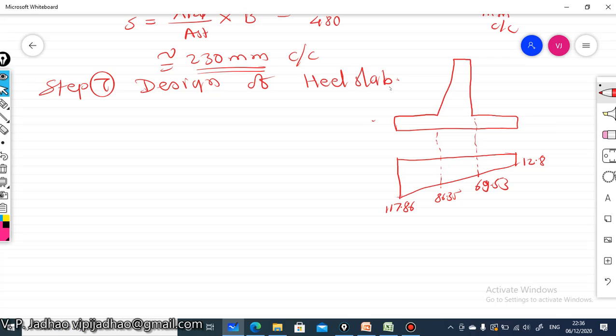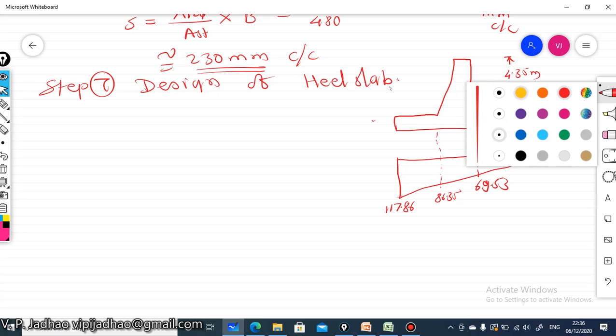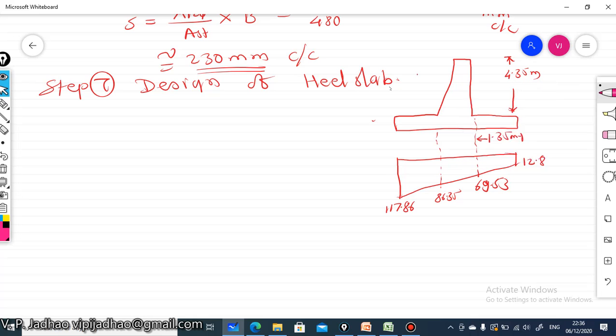Now for design of this heel slab, we know that the width of this portion is 1.35 meter, and the height of this retaining wall from this point is 4.35 meter. This retaining wall is subjected to the downward load of the soil mass which it is retaining on its base. So this weight is completely on this heel portion. It will provide some resistive force here, or bending moment will be developed due to this load.